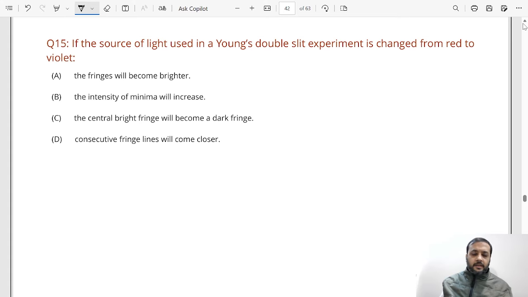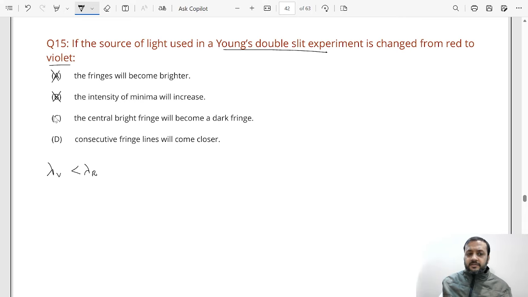Here in this question, if the source of light in YDSE is changed from red to violet, then what will happen? So look, if we are changing the source from red to violet, that means frequency is increasing, that means lambda is decreasing. Lambda of violet is less than lambda of red. Fringes will become brighter? No, because we are not changing the intensity of light. That means fringe brightness will not change. Intensity of minima will increase? Again no. We are imagining that whatever was the intensity, no change will happen to it, because we are not changing the intensity of light.